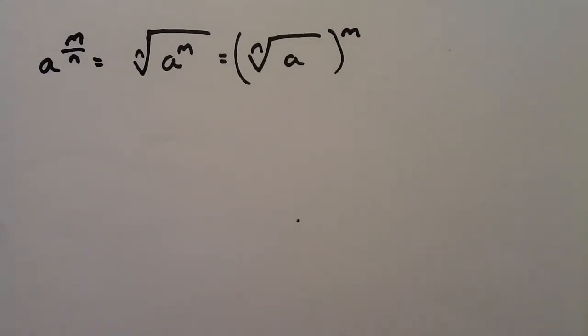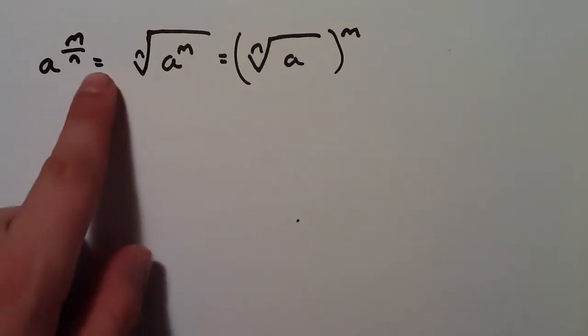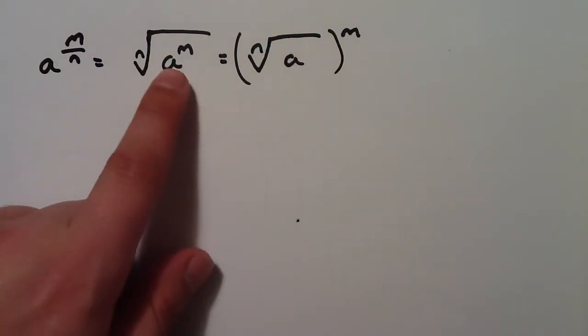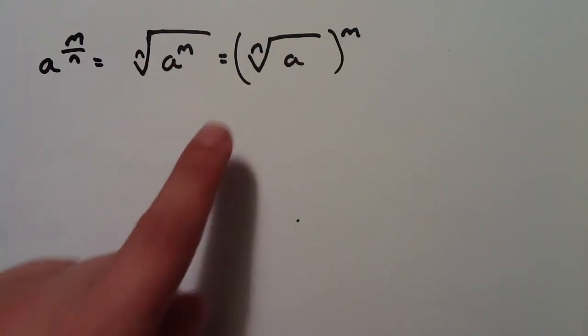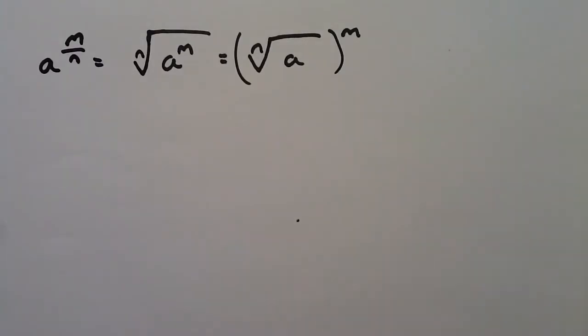In this video, we are going to talk a little bit more about rational exponents. I'm going to start this off with the definition that says a to the m over n power is equal to the nth root of a to the m power, which can also be written in this form. Both are the same thing.